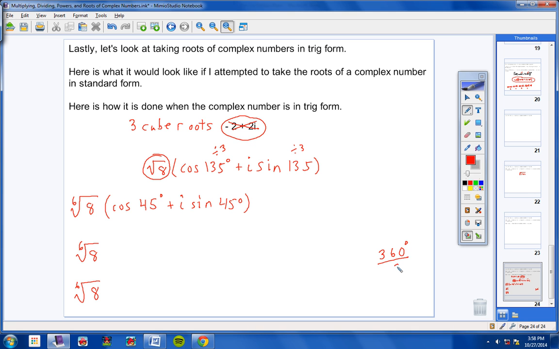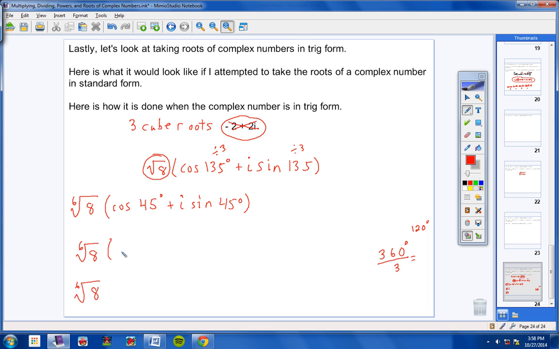So in this case, it's 3. Now again, if we were taking the 4th root, then we would divide by 4. If we were taking the square root of this number, then we would divide by 2. We divide by 3 and we get 120 degrees. So you simply add 120 degrees over and over to these angles until you have all the answers that you need.